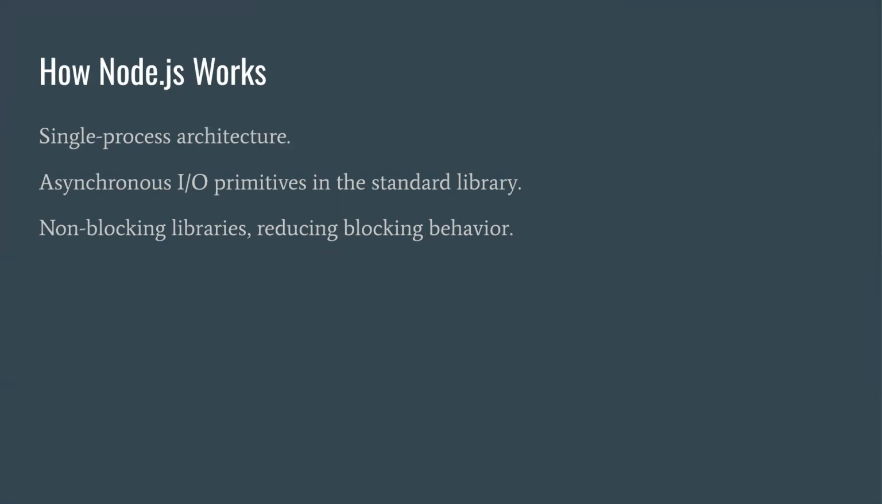How Node.js works. Basically, Node.js operates on a very unique architecture. Unlike traditional models where each request spawns a new thread, Node.js runs in a single process, and its standard library offers asynchronous I/O primitives, and this ensures JavaScript code doesn't block. And this approach, where libraries typically use non-blocking paradigms, shifts away from the norm of blocking behavior, therefore streamlining performance.